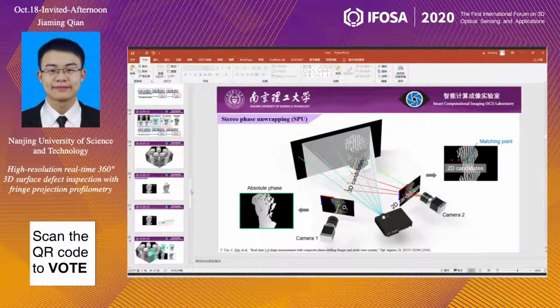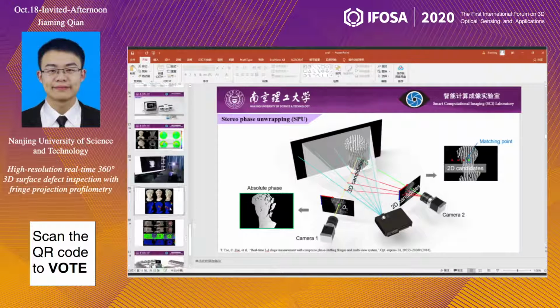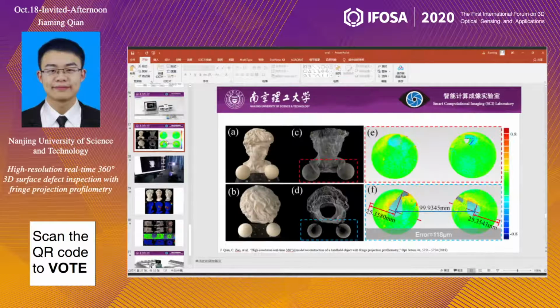Our method is to detect the surface defects, and since the whole registration accuracy of our system is about 100 microns, if the defect is larger than 100 microns, our system will, I think, fail.